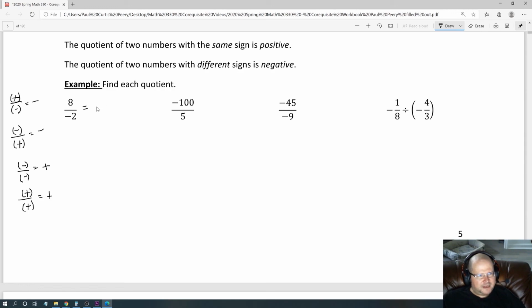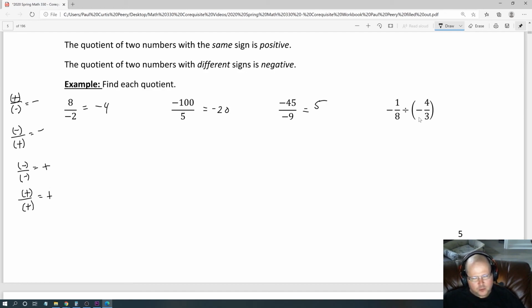Okay, so positive 8 divided by a negative 2 is a negative 4. Negative 100 divided by 5 is negative 20. Negative 45 divided by negative 9 is going to be a positive, but in this case a positive 5. And it's going to take a few extra steps, but we know a negative divided by a negative is going to be a positive. It doesn't change anything.